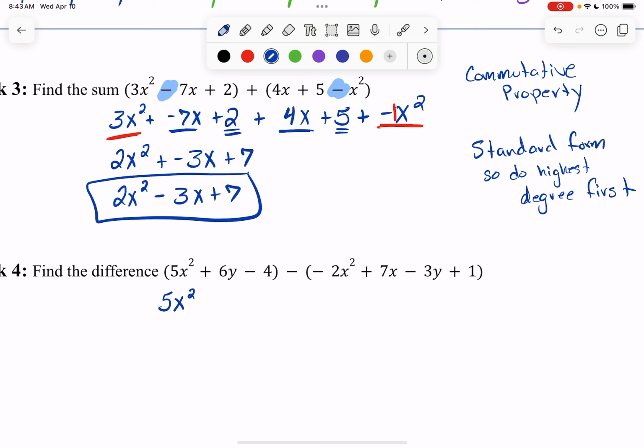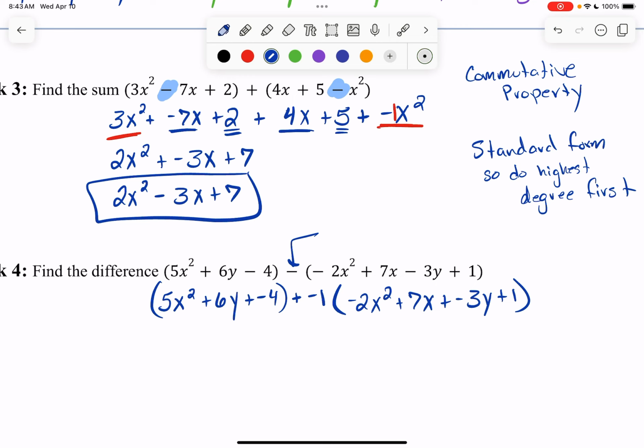Okay, so this subtraction, and I'm going to kind of show that middle step. First, I'm going to rewrite plus a negative 4. Okay, so this subtraction in the middle is going to become plus a negative 1 times negative 2x to the second plus 7x plus a negative 3y plus 1. So really, I have a plus a negative 1 being multiplied times this whole thing. So I'm going to go ahead and distribute that negative 1 in there. So then I don't need the parentheses anymore.